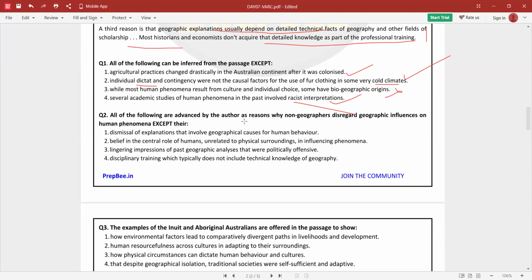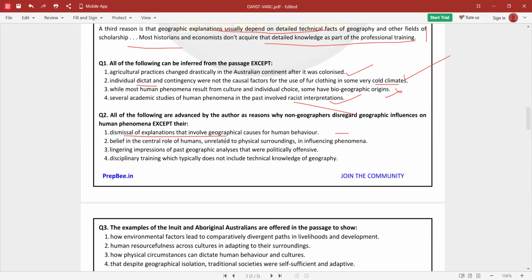All of the following are advanced by the author as reasons why non-geographers disregard geographic influences on the human phenomenon, except. One is their bias, the second is they have no training, and the third is that you don't have a choice, individual choice or contingency does not occur, it is just environmental changes. Now, dismissal of explanations that involve geographical causes for human behavior is not given anywhere.